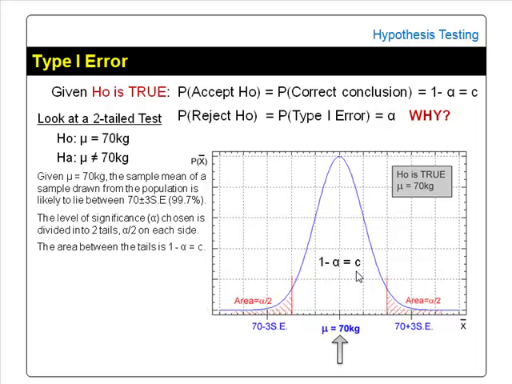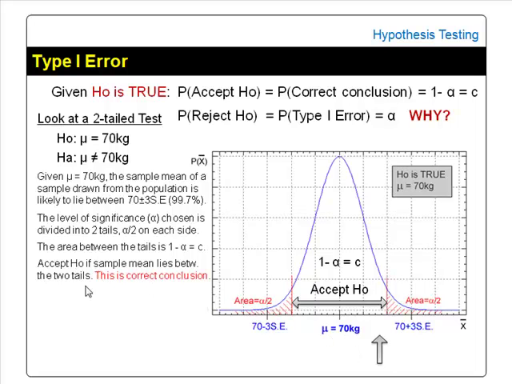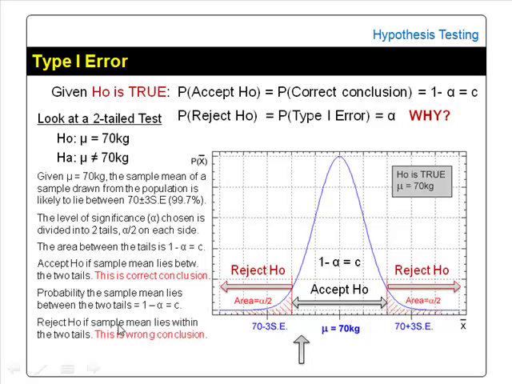We know that we would accept the null hypothesis if the sample mean of the sample drawn from the population lies between the two tails. When we make this conclusion to accept the null hypothesis, given the null hypothesis is true, we have made a correct conclusion. The probability that the sample mean would lie between the two tails is 1 minus alpha, or C, the level of confidence. This represents the probability of making this correct conclusion, 1 minus alpha, which is the level of confidence, C. We also know that we would reject the null hypothesis if the sample mean is less than or equal to x-bar critical left, or greater than or equal to x-bar critical right.